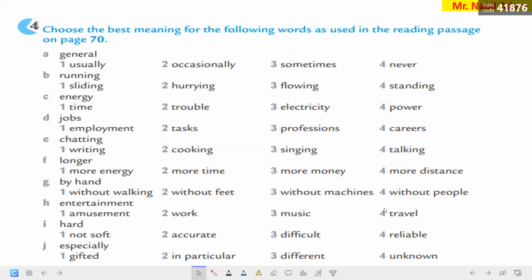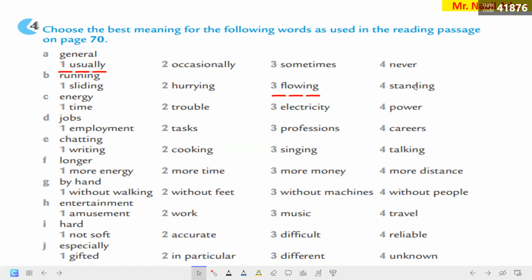Now, choose the best meaning for the following words as used in the reading passage. These words were used in the passage. You are going to circle the best meaning. General. Does general mean usually, occasionally, sometimes, never? General means usually. Running, sliding, hurrying, flowing, standing. We have running water, flowing water.